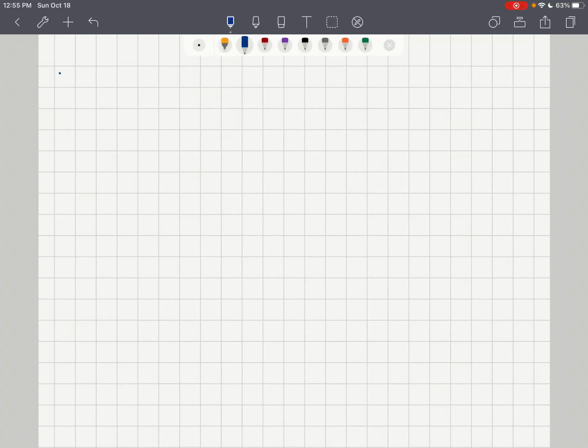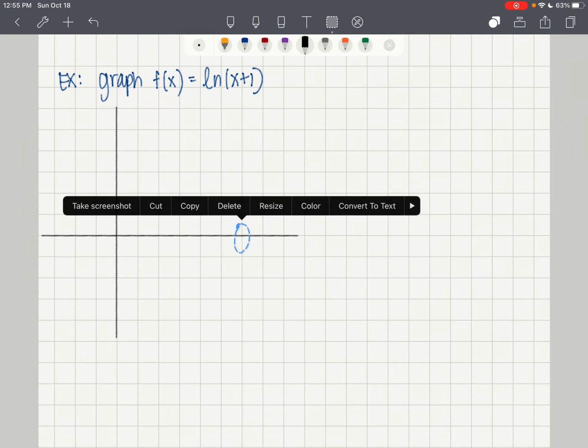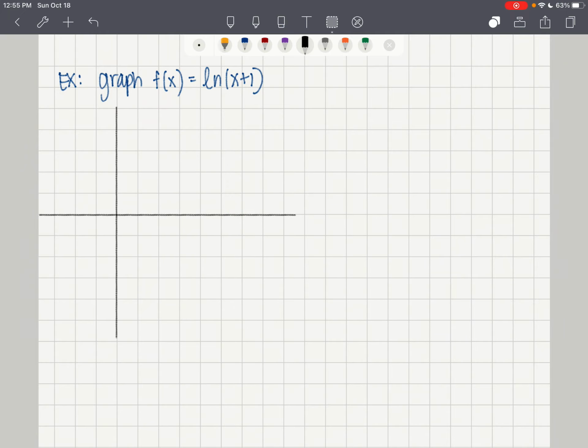Okay, we're going to start by graphing, and we're going to graph f of x equals the natural log of x plus 1. Now, I'm not going to lie. If you know your exponential graph, if you know that parent function of your exponential graph, it's going to make this graphing quite a bit easier.